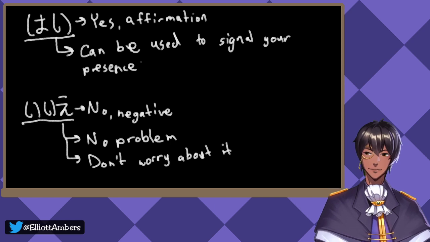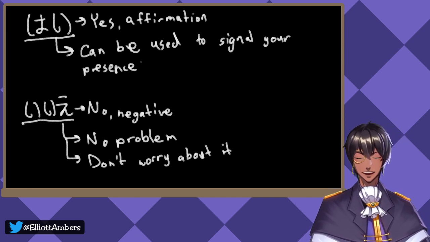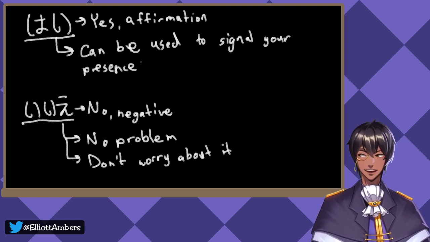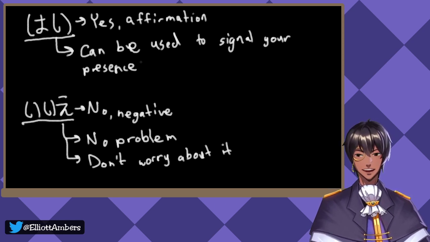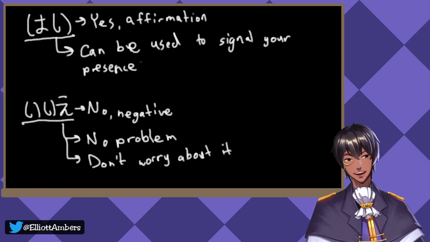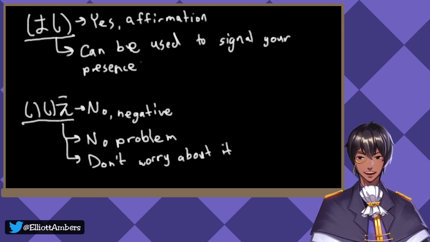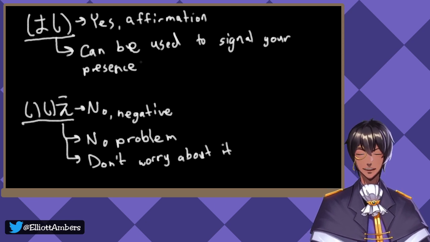So typically these words are also known for both yes and no. If you're ever reading an option in Japanese and it presents you with these two terms, hai and iie, that's yes and no. The confirmation and the non-confirmation.